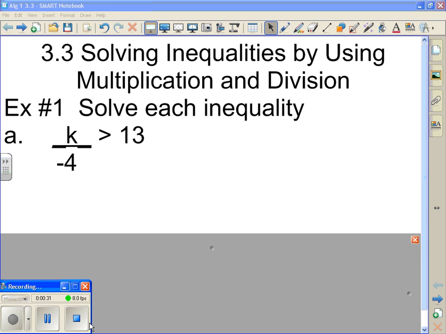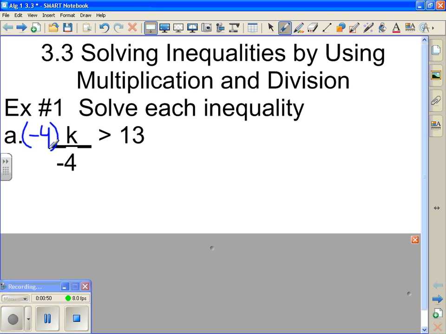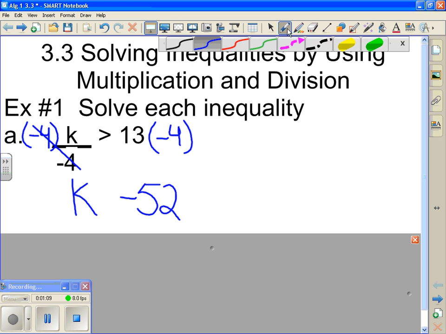You notice k is what by -4? That's right, divided. And when something is divided, the best way to cancel out division is, that's right, multiplication. So we will multiply by -4. And multiplication is canceled out, and you will get k. And 13 times -4 makes -52. Now, we just have one thing different.